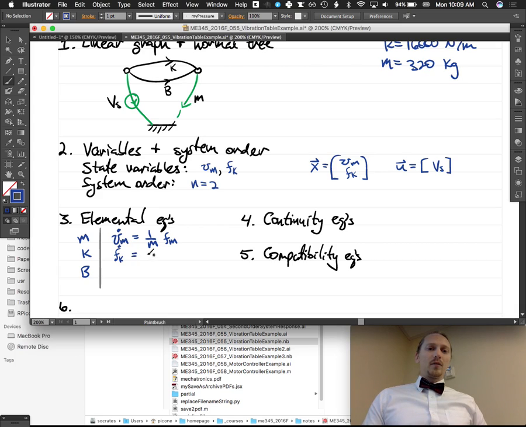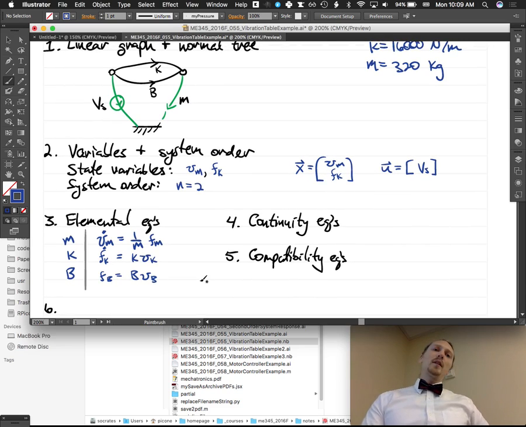Fk dot equals K Vk, and Fb equals B Vb. The Fb here is the primary variable because it's not in the normal tree, so it's already solved as we would like it to be.